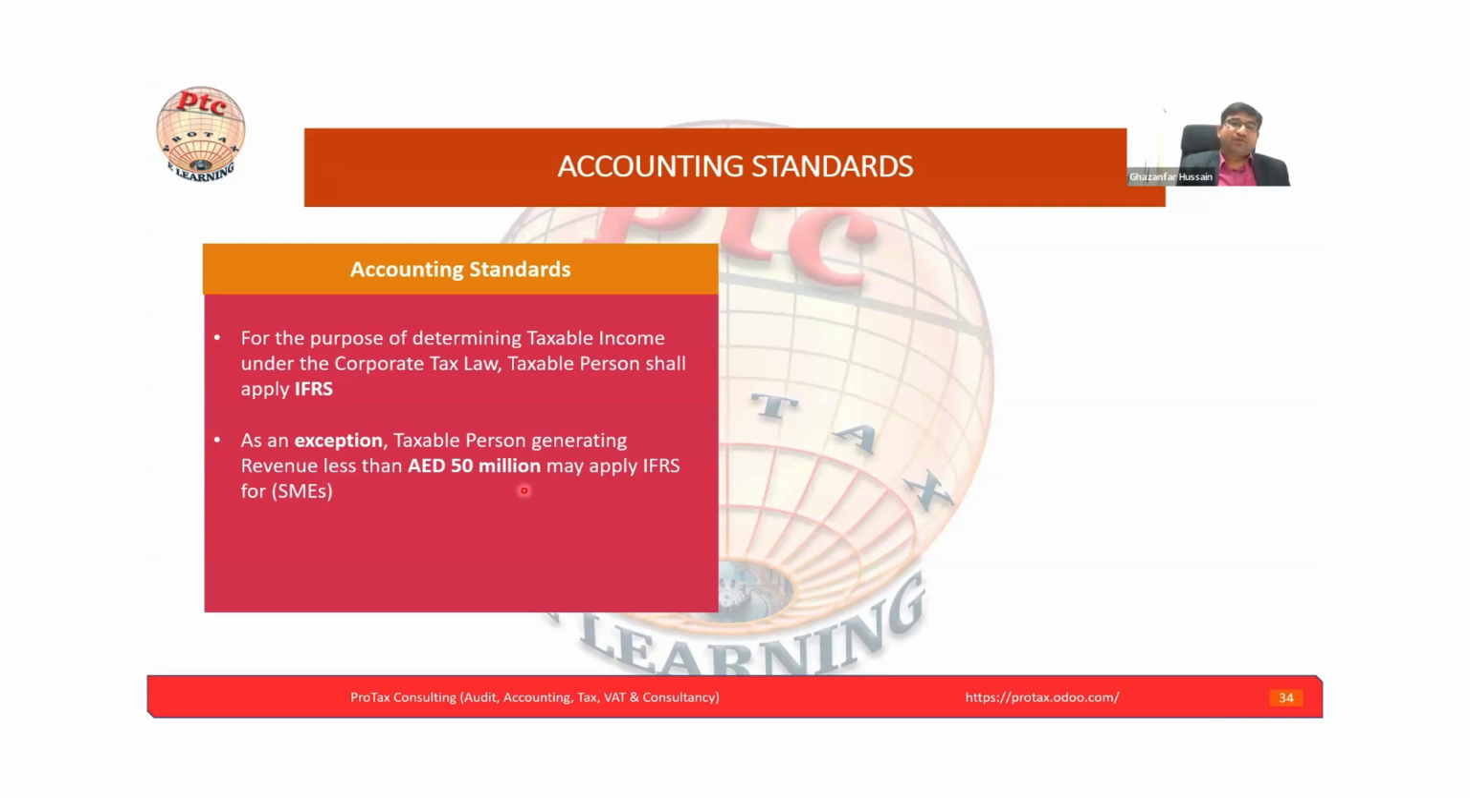But if your revenue is less than 50 million, you have the option, you can go for SME. It is still not mandatory to go for SME, but this option is available. You can opt for the SME and prepare the financial statements based on that.